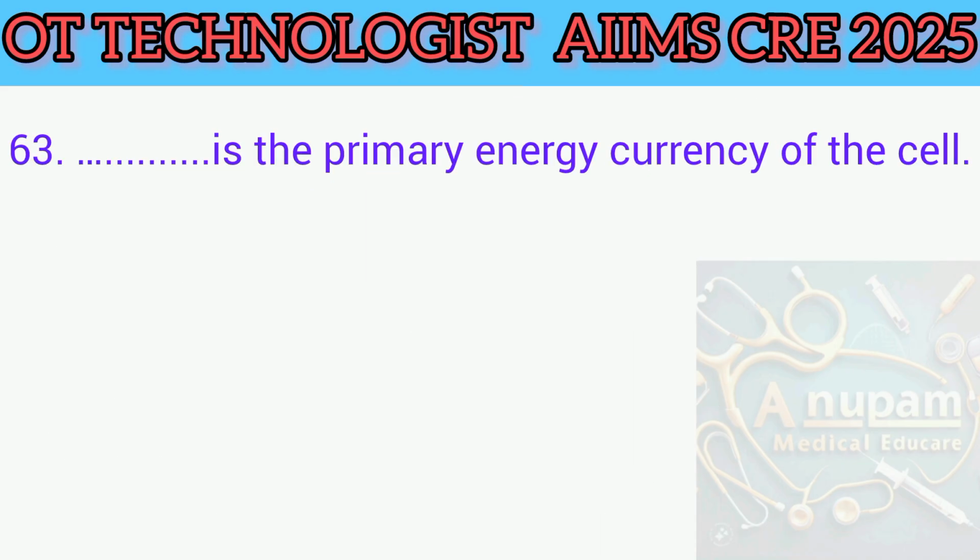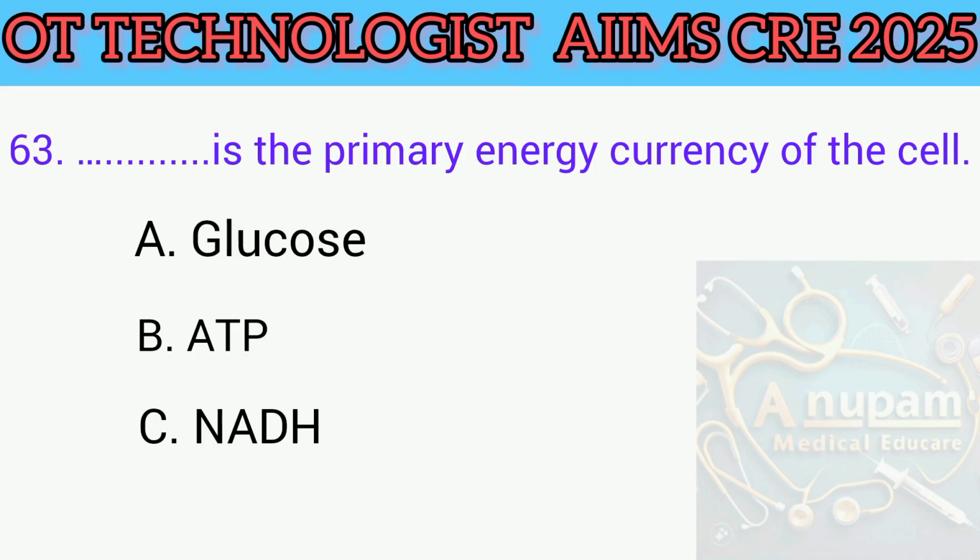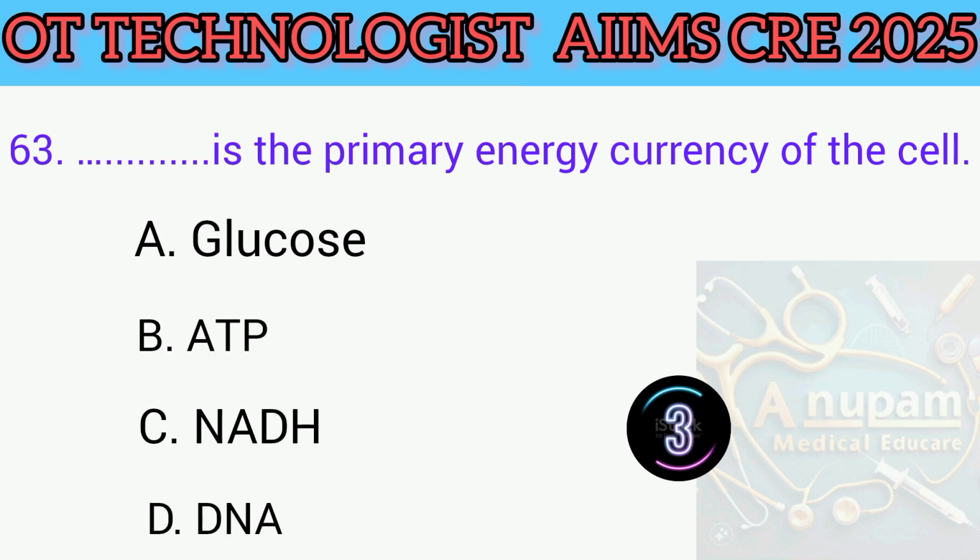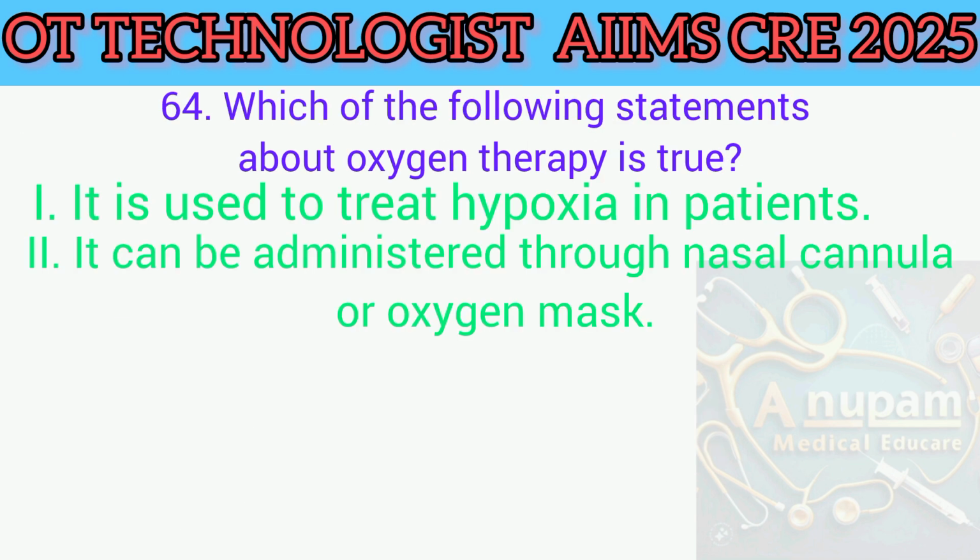Number 63. Is the primary energy currency of the cell? Option A. Glucose. B. ATP. C. NAD. D. DNA. Right option, B.